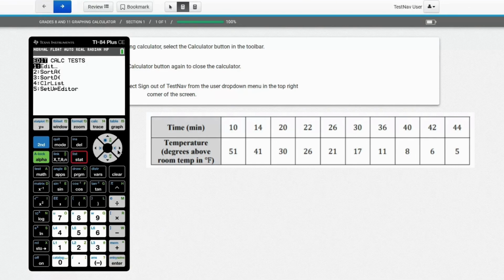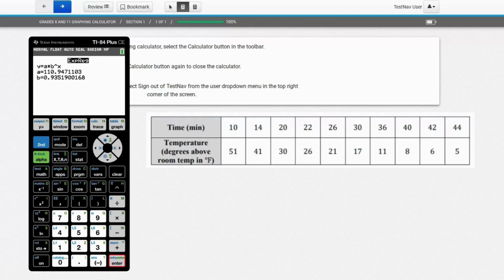Stat, calc, exponential regression. I guess we're going to hit up a few times. There you are, ExpReg. We don't need to store it, so I'm going to ignore that part. I'm going to hit calculate. And gross, but there it is: y equals 110.497 times 0.935 to the x power.